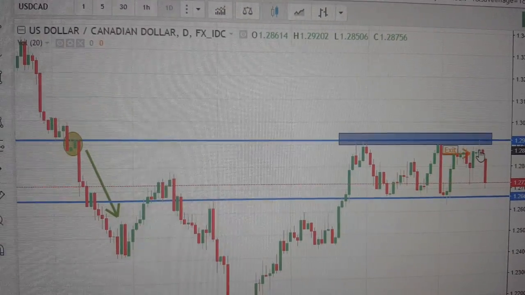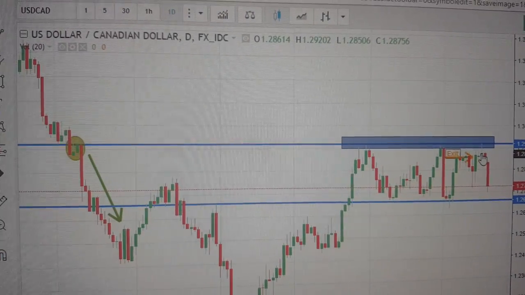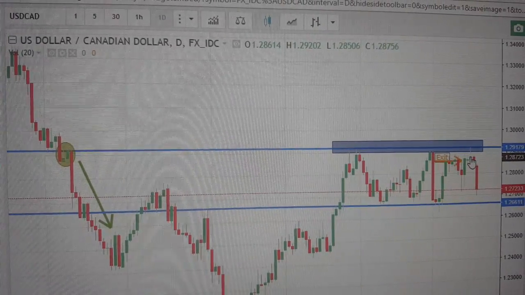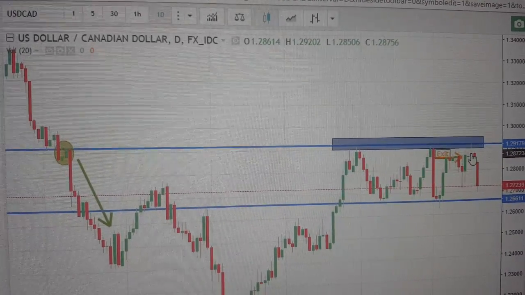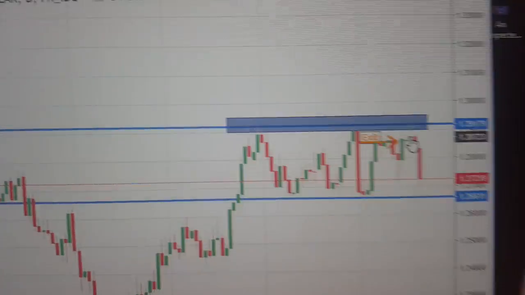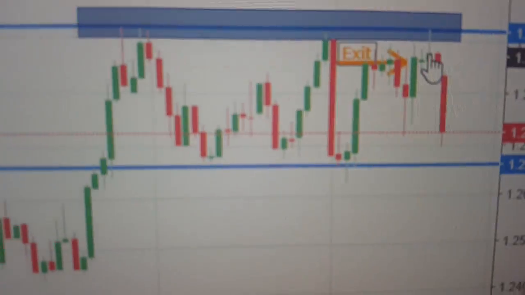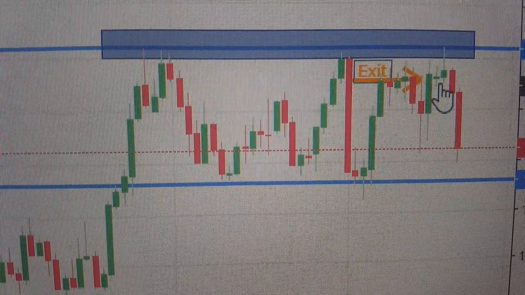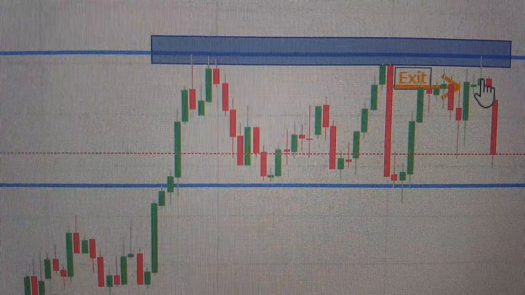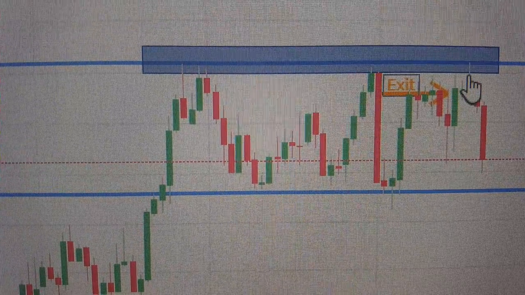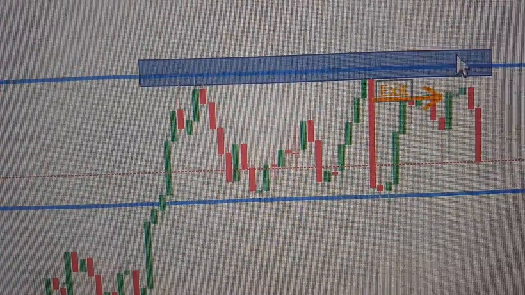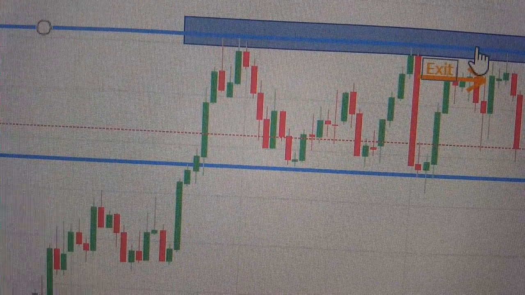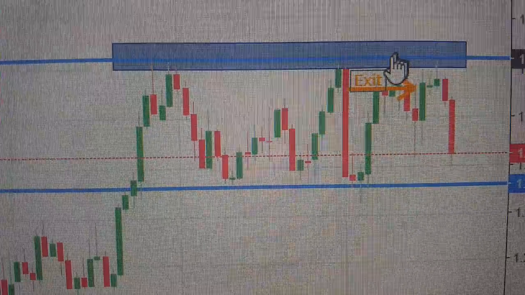Now, let's move on. Like I said, we are still within the range. The US dollar Canadian pair is still trading within a range. And 2 days ago, let me just go back, zoom in here. 2 days ago, this green candle right here, we actually entered back into that resistance level, and this is that rectangular area right there.